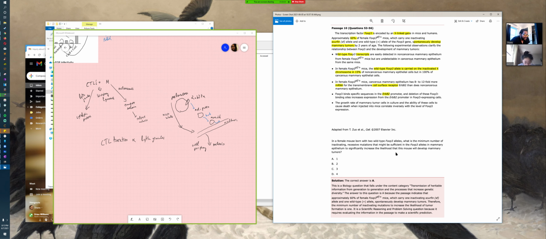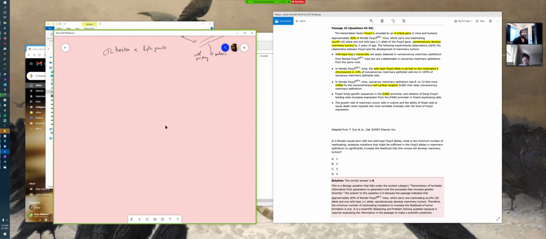Okay, let's see. A female mouse born with two wild type FOXP3 alleles. What is the minimum number of inactivating recessive mutations that might be sufficient in the FOXP3 alleles in mammary epithelium to significantly increase the likelihood that this mouse will develop mammary tumors? Okay, that's a lot. Let me make sense of it.